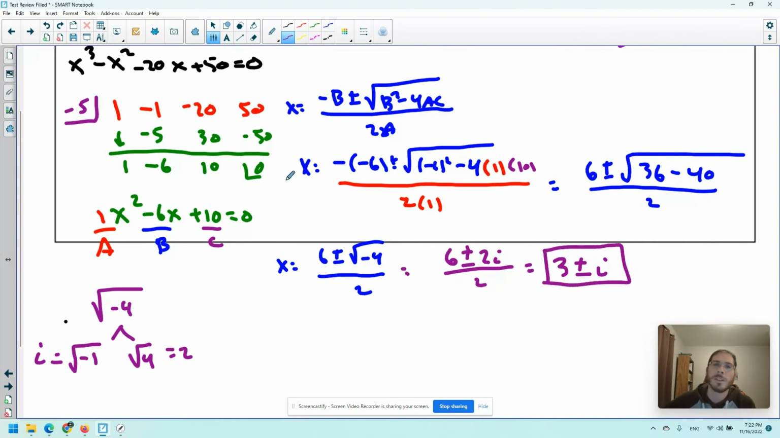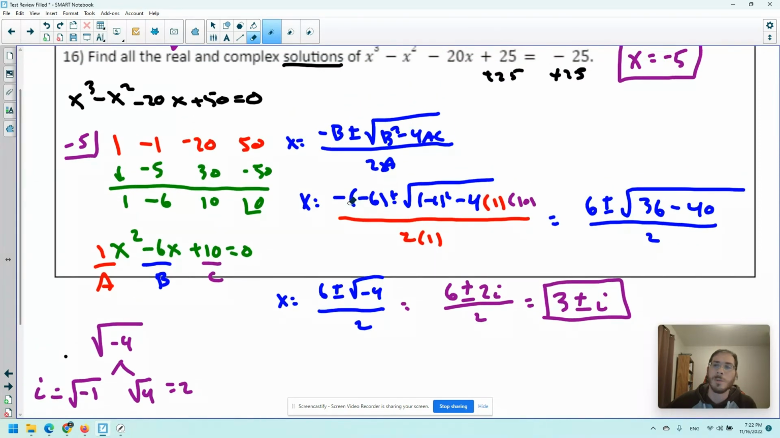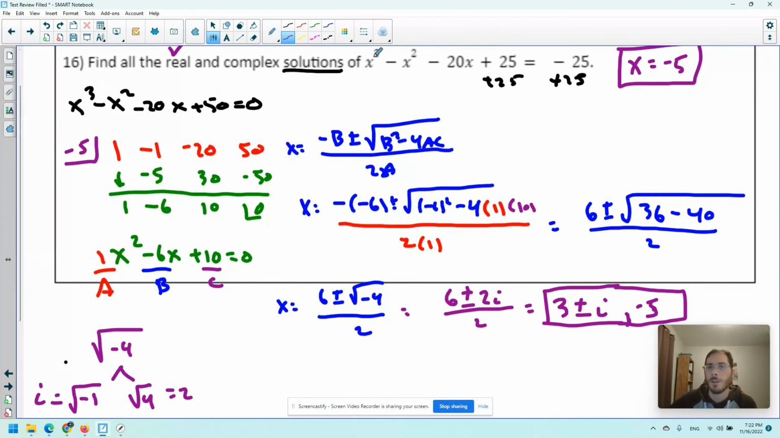But we have to be careful. That's not the only answer because we had x equals -5 also. So our final answer is going to be 3 plus or minus i and -5. And that's all the answers. Now, is that all the answers? Well, let's think. We should get 3 answers because we have x to the third. We've got 1 from the -5, 1 from 3 plus i, and 1 from 3 minus i. So you do have all 3 answers there. So since we got all 3 answers, pretty happy, we can move on.